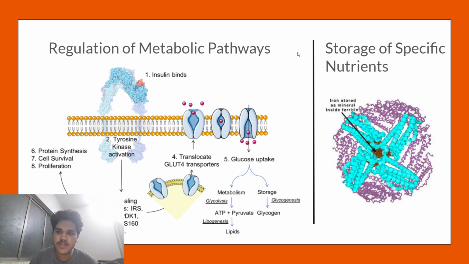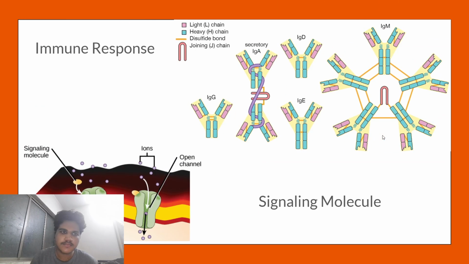Storage of specific nutrients. An example would be ferritin, which is a molecule that stores iron and releases it whenever the need be for the cell. Some other uses of proteins would be in immune response. The antibodies formed are completely made up of proteins with a few other biomolecules.